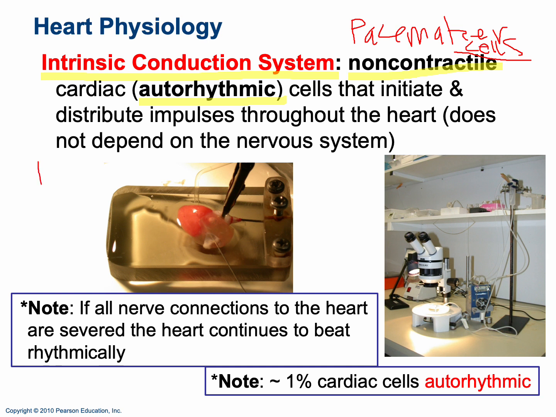Okay? The pacemaker cells. Remember, they make up only 1% of the cell type in your heart. And they're very unique because they don't depend on the nervous system for activation.